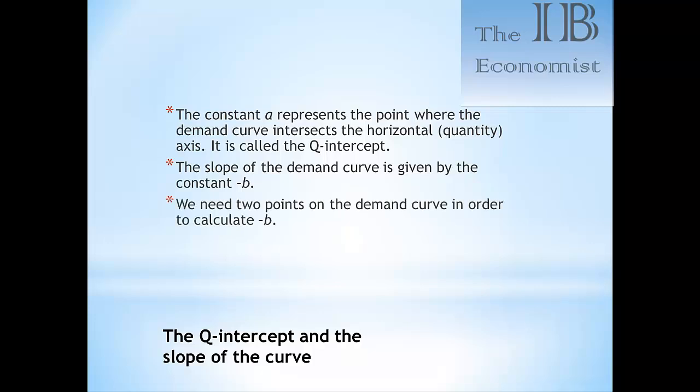In order to calculate the slope of the curve, we need to have 2 points which lie on the demand curve. When we have these 2 points, we can use this equation. Negative b would equal q2 minus q1 divided by p2 minus p1, where the coordinates of the first point would be q1 and p1, and the coordinates of the second point would be q2 and p2. Then we can calculate the q-intercept by simply plugging in one of the points in the equation, plugging in the value of negative b, and solving for a. We can also calculate what is known as the p-intercept, which would be equal to the value of a divided by b.